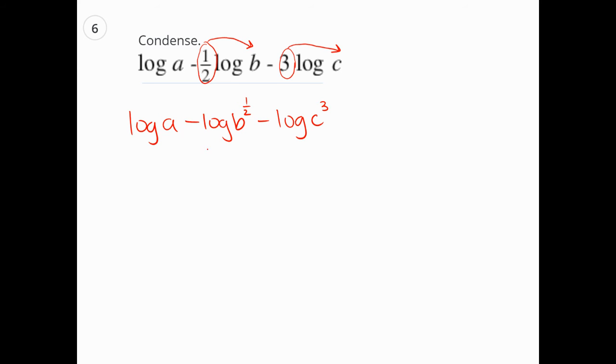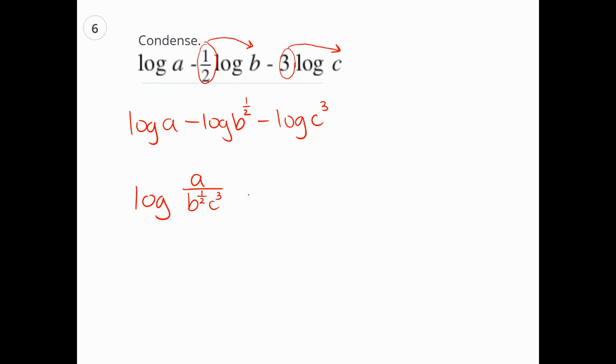From there, I would take my subtraction here and turn that into division. So I would say log A over, and then I'm dividing two things here: B to the 1/2 and C to the 3rd. That would be my final answer, but I do feel like it's maybe a little bit confusing.